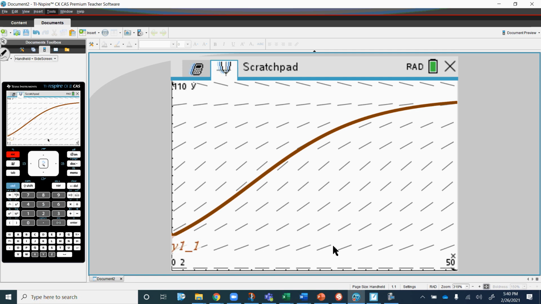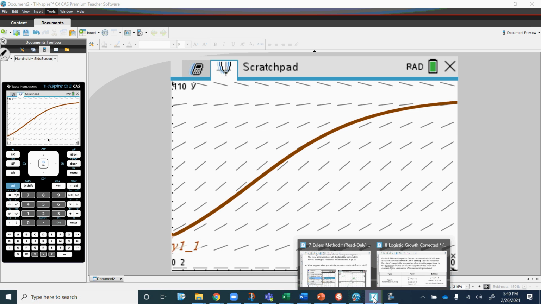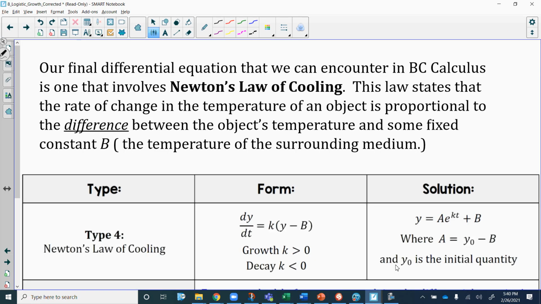Okay, so that is the logistic growth function. That was the third of the 4 differential equations that BC Calculus is responsible for knowing. And so the fourth one that we're going to be taking a look at is going to be this one, Newton's law of cooling.